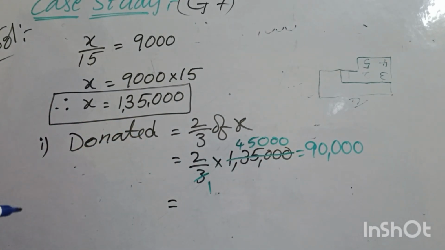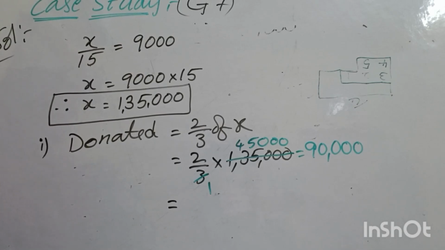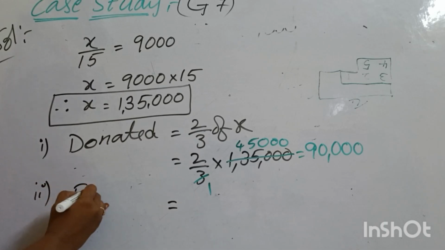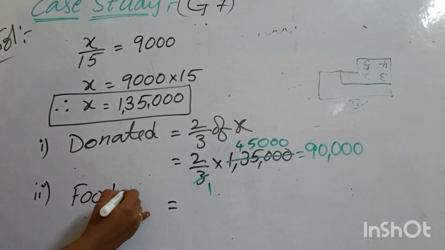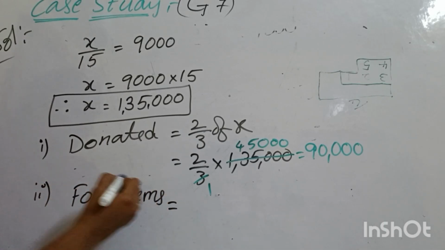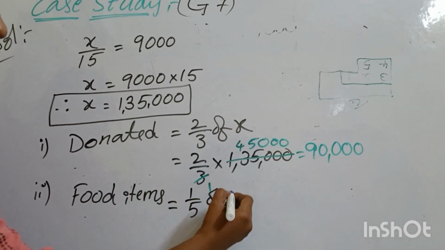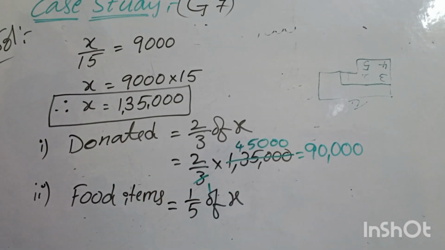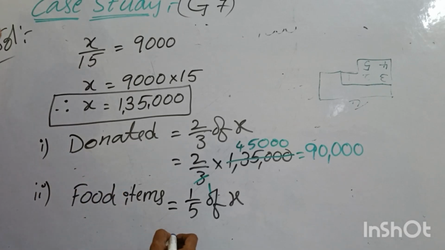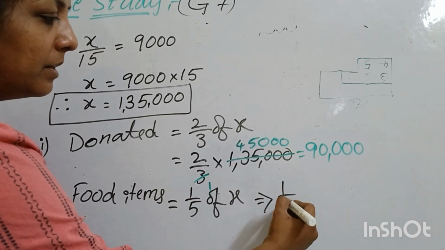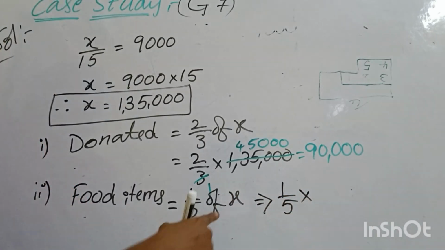Okay. Now like that, one more question. What did they ask? How much is spent on food items also? On food items, he spent 1/5 of x. How much? 1/5 of x. 1/5 of x means how much again? 1/5 of, means into x, how much?